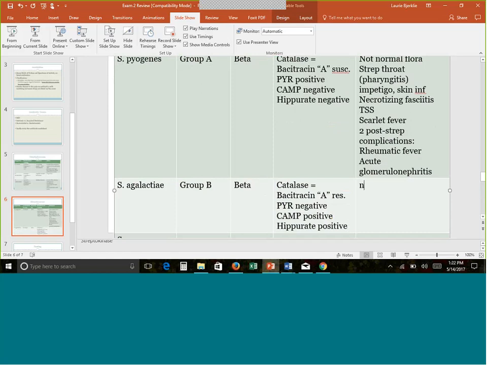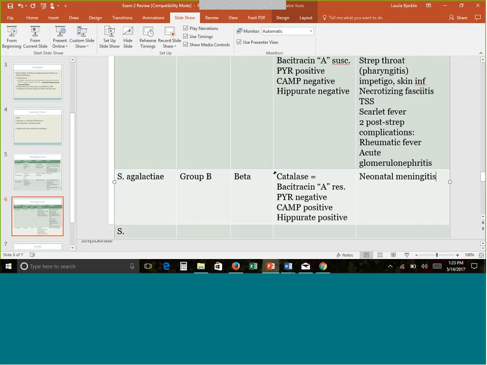This one is simpler in that I only asked you to remember one disease with it, and that was neonatal meningitis. So this is the one that women often get screened for during their pregnancy to see if they carry it in their vaginal tract. If they do, they're given antibiotics to wipe it out. That way, upon birth, they don't pass it to the fetus and it results in this meningitis situation. So I always say group B for baby. It's all about the baby with strep agalactiae.